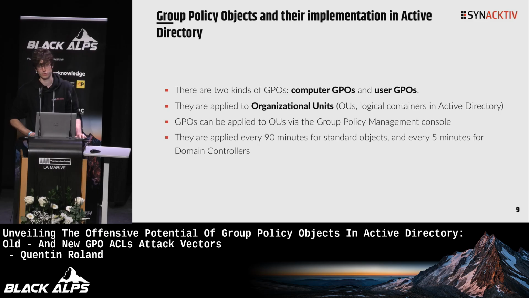And there are two kinds of GPO: computer or user GPO. As the name indicates, a computer GPO applies to computers, and a user GPO applies to users. They are not directly applied to the objects. They are applied to what we call organizational units, which are simply logical Active Directory containers that contain users or computers. You can manage your GPOs via the Microsoft GUI program, the Group Policy Management Console. They are applied every 90 minutes in your domain for standard objects, so standard users and computers, and every 5 minutes for domain controllers.